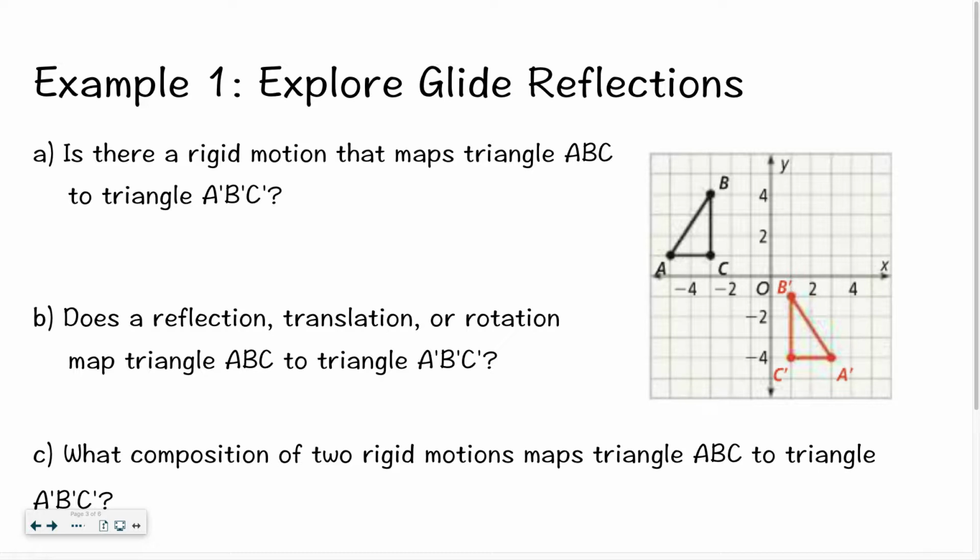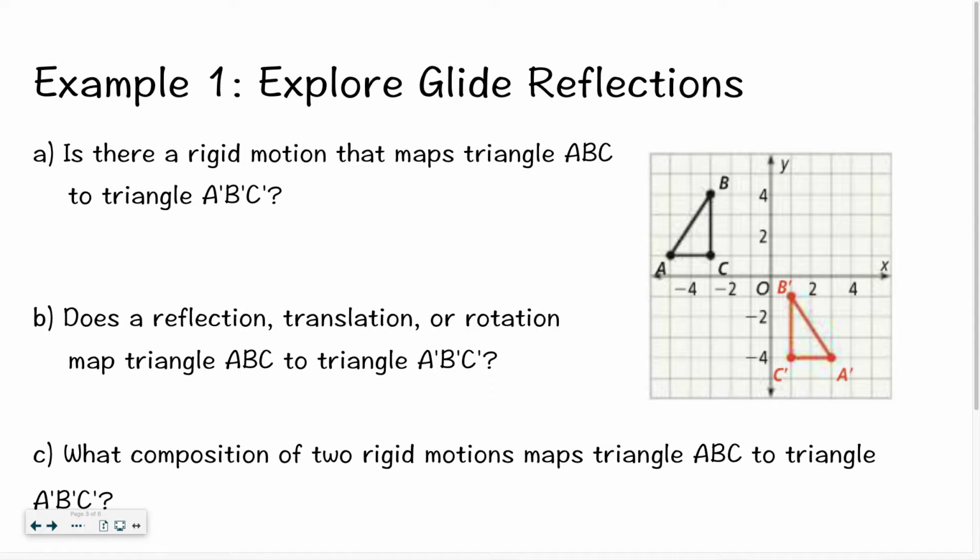So if we look at that, I could see that triangle ABC has been flipped because A used to be on the left of the triangle and now it's on the right. So I need to figure out, there's going to be a reflection in there somewhere. And then it's also moved down. So it's probably a reflection and a translation.